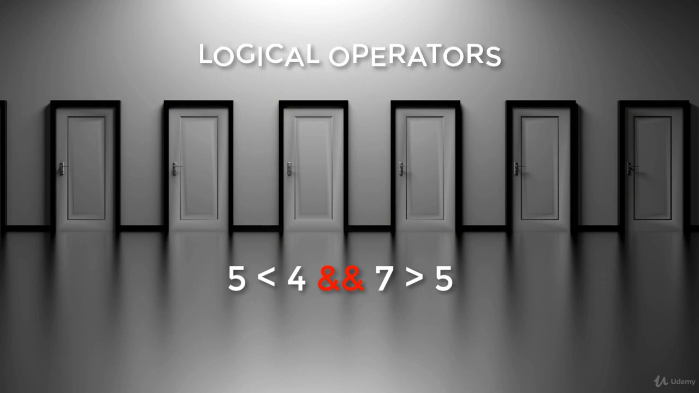Now we know 5 is not less than 4, so the first expression would be false. Even though 7 is in fact more than 5, the answer to the whole question here would be no or false. So if I change it to 5 less than 6 and 7 greater than 5, then both sides of the AND operator are true, which will make the whole question true.